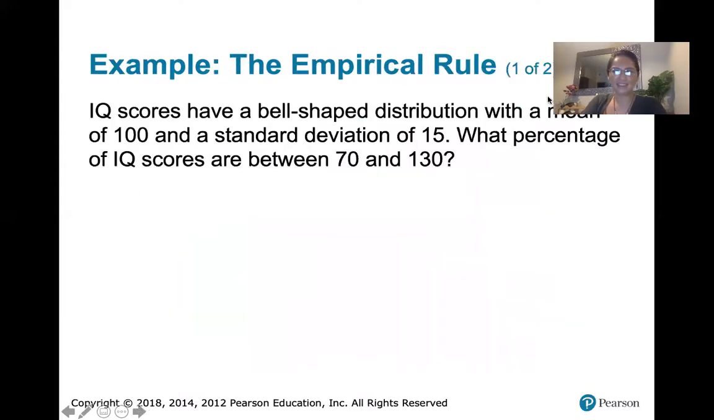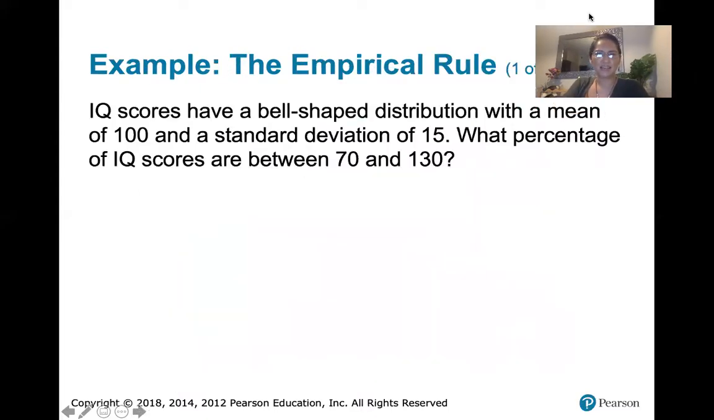So let's apply this. We've got an example problem. It says IQ scores have a bell-shaped distribution. Okay, so the empirical rule applies, with a mean of 100 and a standard deviation of 15. What percentage of IQ scores are between 70 and 130? Well, in order to do this, we need to know how many standard deviations away from the mean 70 and 130 are. So the first thing I would like to do is draw that distribution.